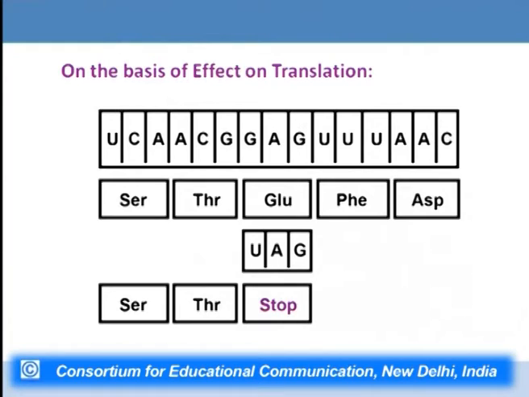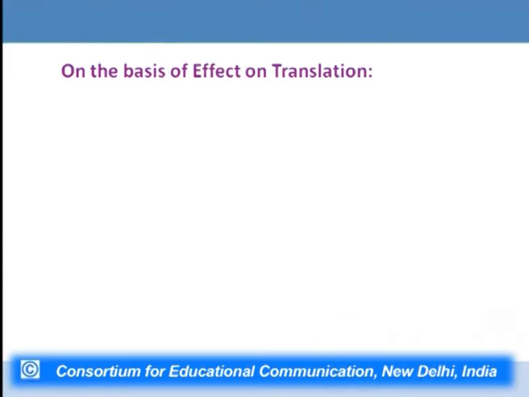A GAG codon is mutated to UAG, and UAG codes for a stop codon, and the protein translation stops at this particular point. So, this is a type of nonsense mutation.